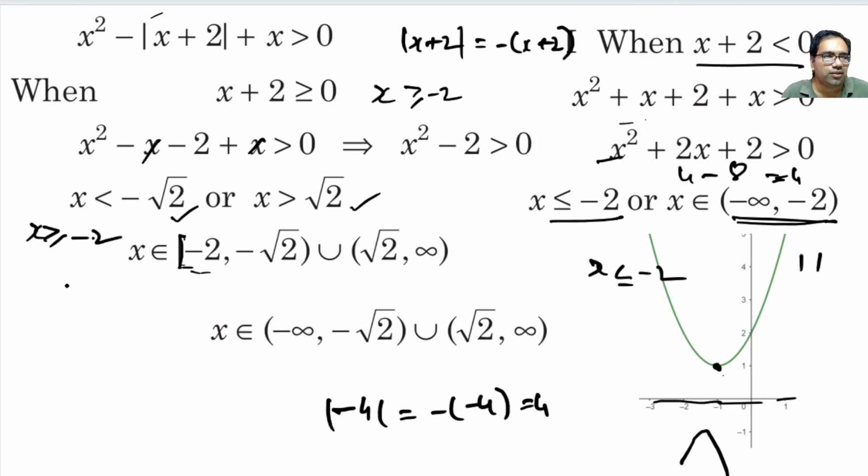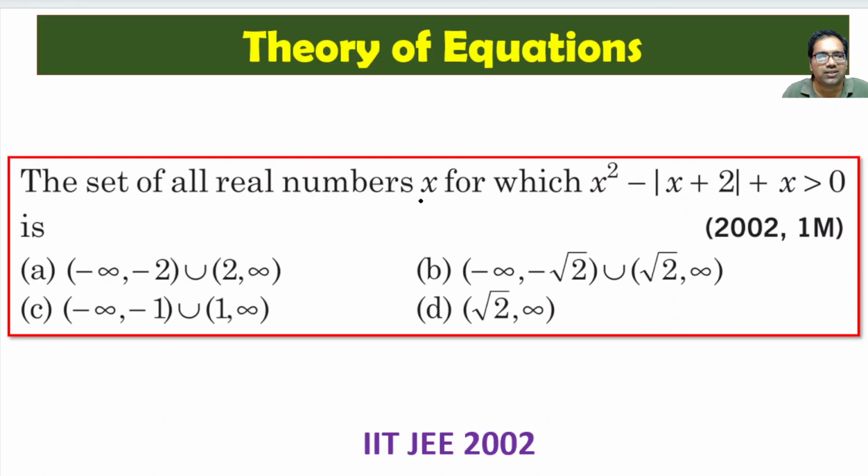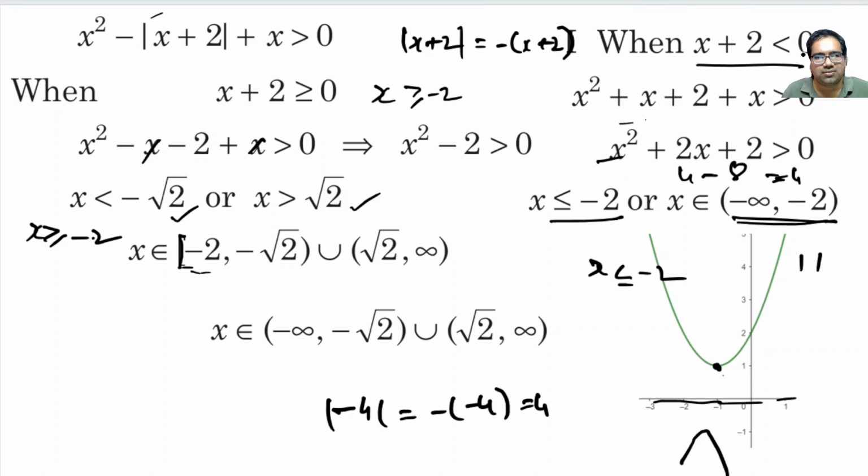So what is our question? The question is, for what values of x is this inequality true? When x plus 2 is less than 0, that means x less than minus 2, any value is fine. When x is greater than minus 2, then it is minus 2 to minus root 2 and root 2 to infinity. So basically, what is our total set?